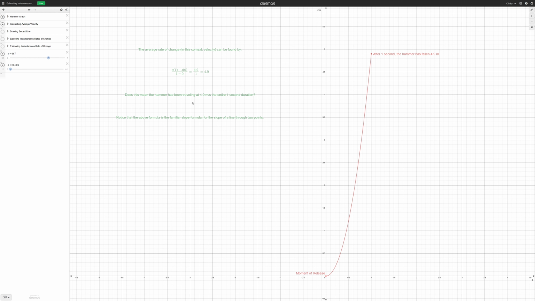Another question here is, does this mean that the hammer has been traveling 4.9 meters per second the entire 1 second duration that's graphed here? Absolutely not. We know that the hammer was on the scaffolding, so it had a velocity of 0 at that moment, and then it began falling. Someone knocked it off or dropped it. Whatever the case may be, before it began to fall, it had a velocity of 0.